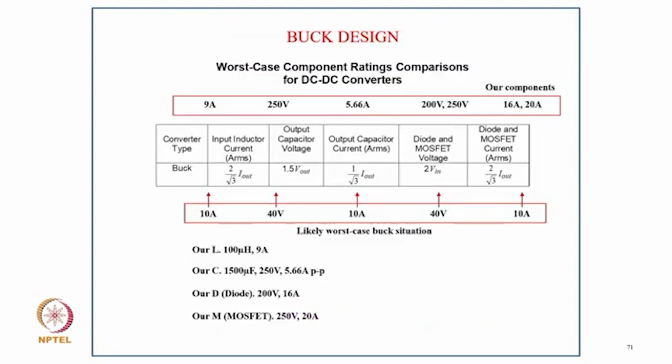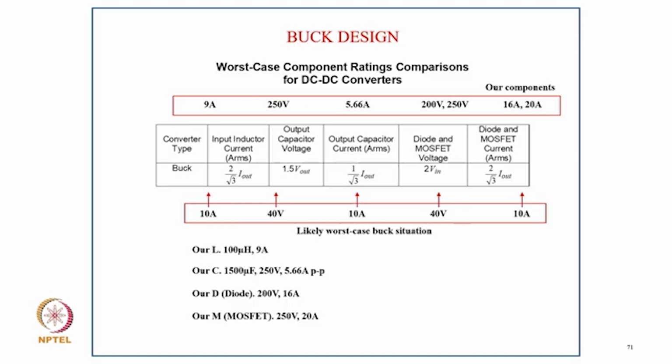Now coming to the buck converter design, the worst case component rating of the DC converter. Here the input inductor RMS current is 2 by root 3 I out, capacitor voltage is 1.5 V out, and output capacitor current RMS is 1 by root 3 I out. The diode and MOSFET voltage is 2 V in, and the diode and MOSFET RMS current is 2 by root 3 I out.